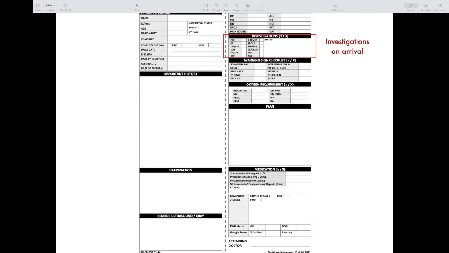From this ED clocking sheet, as we can see, it includes the investigations upon arrival, which include what I mentioned just now: the oxygen requirement, the steroid usage, and the anticoagulant that we need to start.